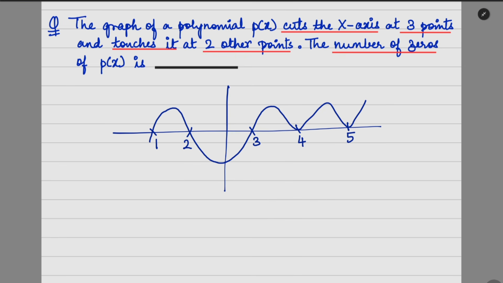The number of zeros: always, the number of points where the graph of a polynomial touches or cuts, that many zeros the polynomial will have. So therefore the number of zeros is 5, because the number of points it touches or cuts is 5. Okay, so this is how you have to answer. Always remember. Let's move on to the next question. So here the answer is 5.